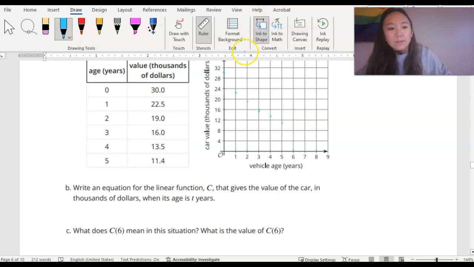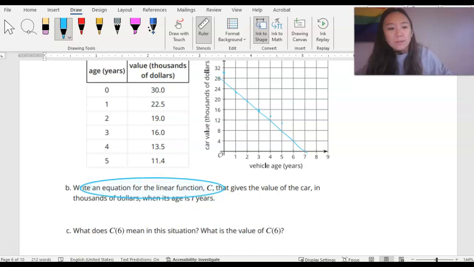Hopefully this works. Do the best that I can. We're again trying to get as many of these points kind of in the realm of this line. That wasn't super great. It's okay. And so then we're going to write an equation based on this line.